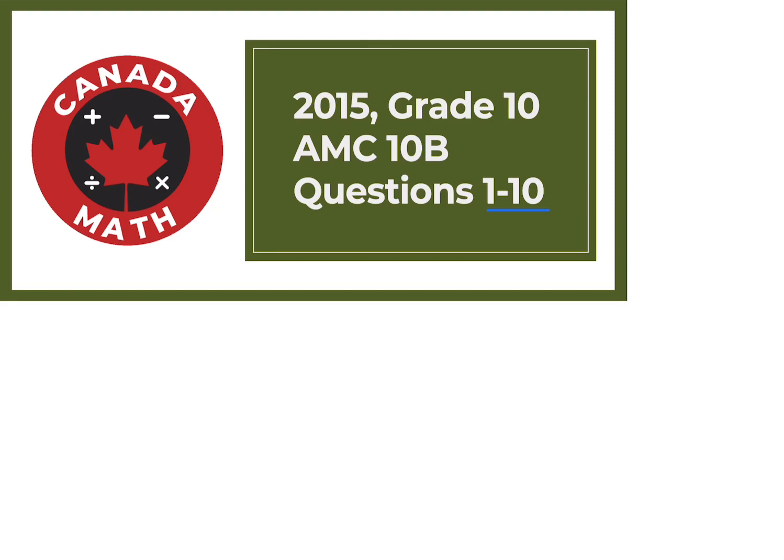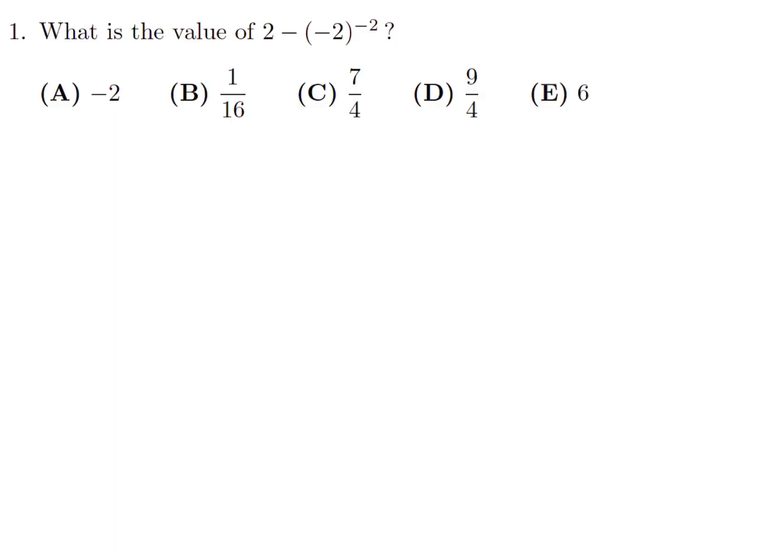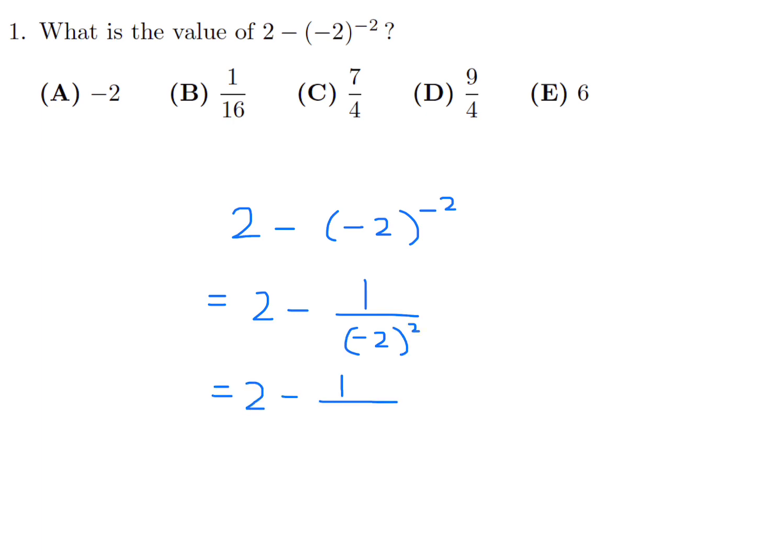Questions 1 through 10 on the 2015 grade 10 AMC 10B. What is the value of 2 minus negative 2 to the power of negative 2? Well, that becomes 1 over negative 2 to the power of 2. This becomes 1 over 4. And then 2 minus a quarter is 7 over 4. So number 1, the answer is C.